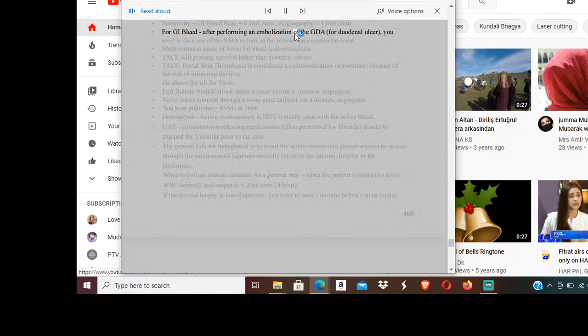After performing an embolization of the GDA for duodenal ulcer, you need to do a run of the SMA to look at the inferior pancreaticoduodenal. Most common cause of lower GI bleed is diverticulosis. TACE will prolong survival better than systemic chemotherapy. Portal vein thrombosis is considered a contraindication, sometimes, because of the risk of infarcting the liver. Go above the rib for thoracentesis.